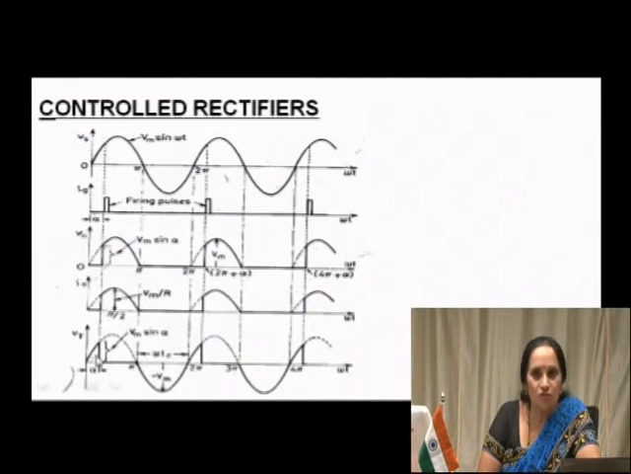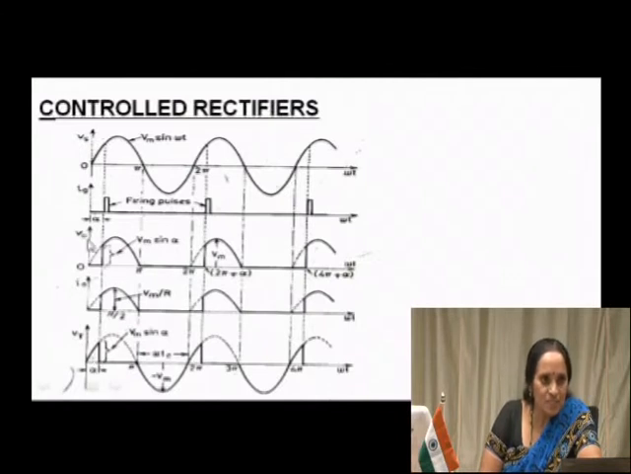The thyristor is off, it is not conducting. Please see this initial portion before the firing pulse, before the trigger pulse. Before the trigger pulse, only the thyristor voltage will be there. Almost all the input voltage will appear across the thyristor.